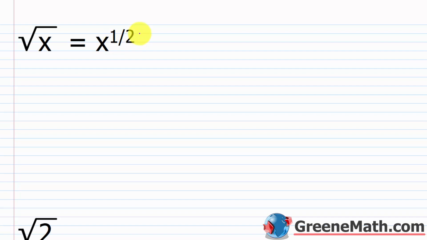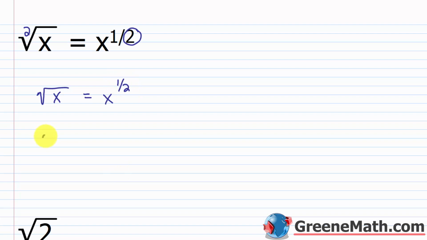Remember, when we work with square roots, there's an implied index of 2. We don't write it, but it's there, right? So this guy's a 2. That means this guy's going to be a 2, right? So if I wanted to prove this mathematically, that the square root of x is equal to x raised to the power of 1/2, how could I do that?